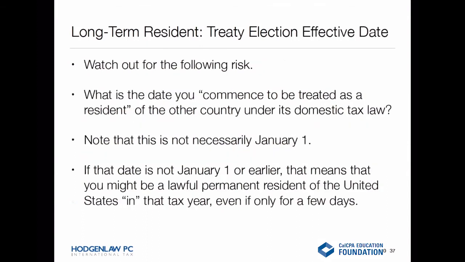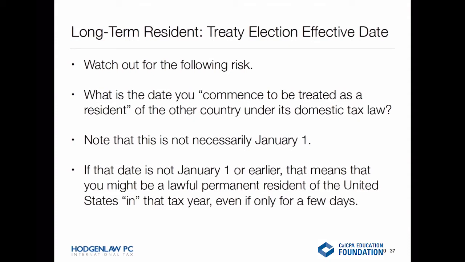Note that that only happens if you've already met the 8-year test. You have to be a long-term resident for the treaty election to cause you to not be a lawful permanent resident. If you have not yet met the 8-year test, then you're not a long-term resident, and making the treaty election only removes a year from the 8-year count. So that difference is really important when you're thinking about making treaty elections to manage your status as a long-term resident or not.